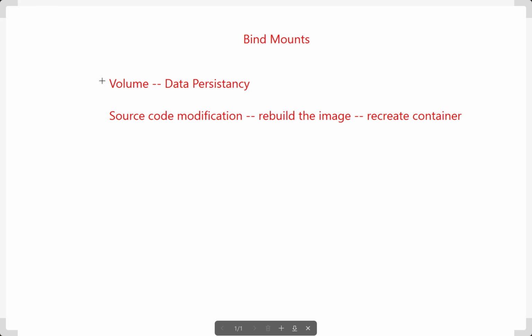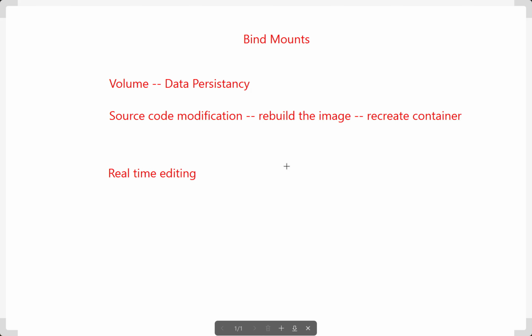We know that a Docker volume can be used for persisting the data even after deleting the container. But we have one more problem with containers. While developing your application, if you modify your source code, then to reflect that change in your application, you have to rebuild the image again. Then from that image, you have to recreate the container. Only then will the source code changes reflect.